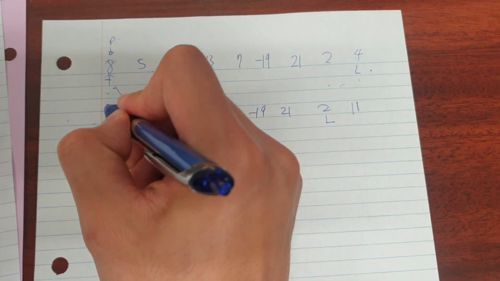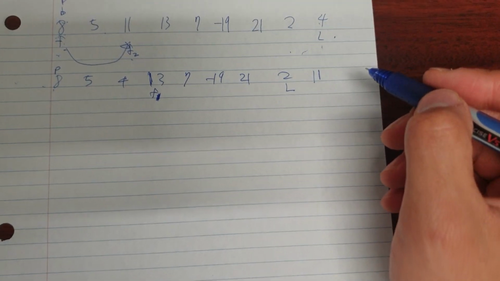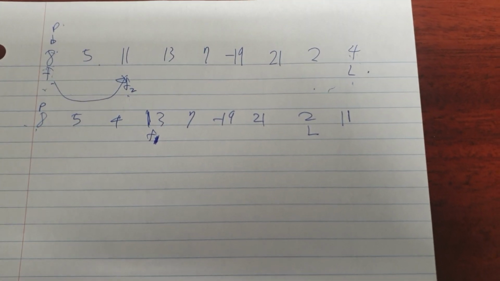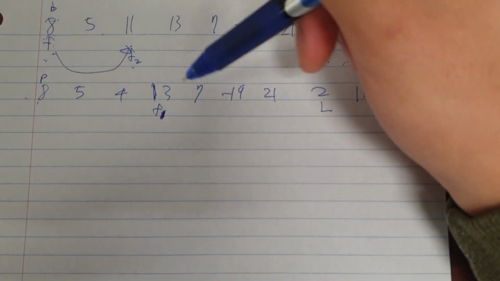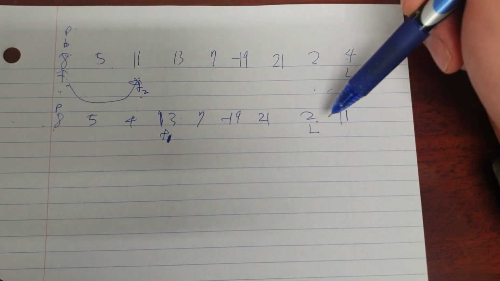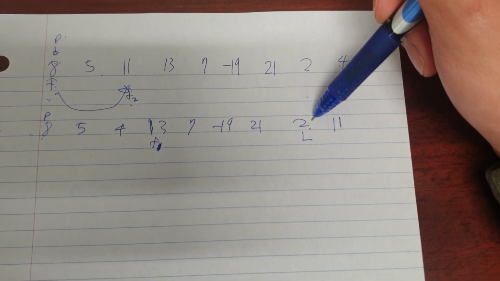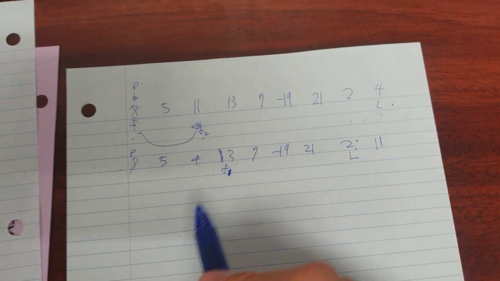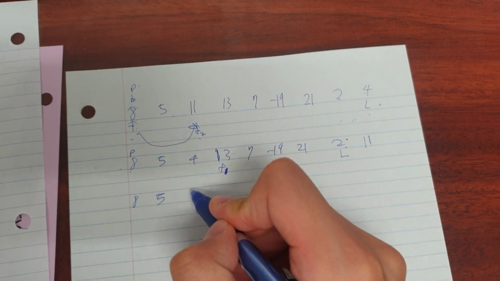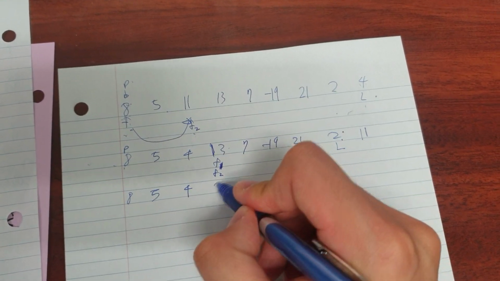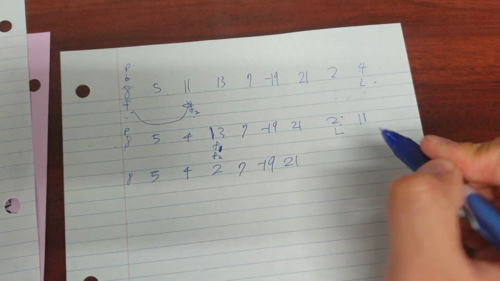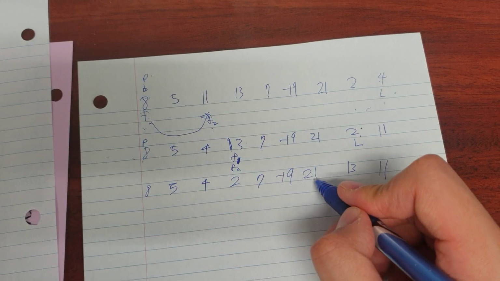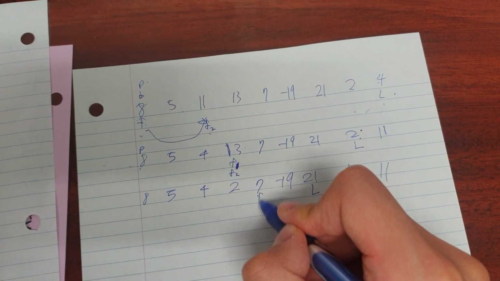8 is still the pivot point. So 13 is greater than the pivot point, so it stays where it is. 2 is smaller than the pivot, so it stays where it is. And we are going to switch the first and last element. 2, 7, 19, 21, 13, 11. We move in one place again, last and first.